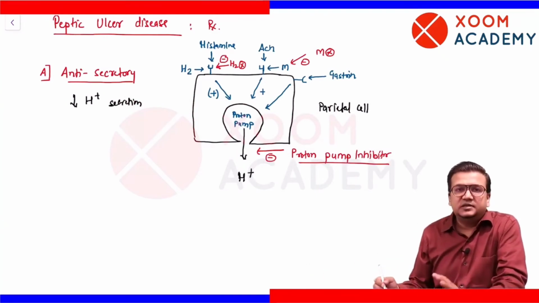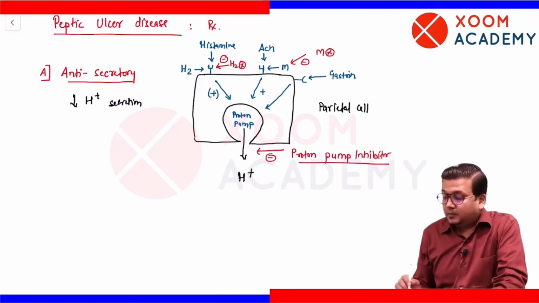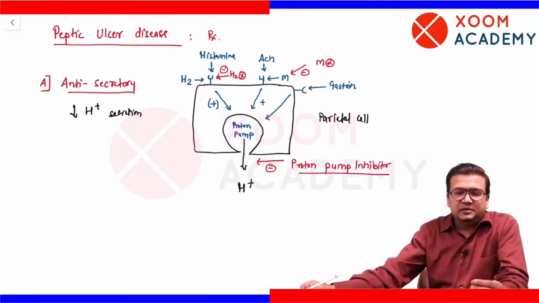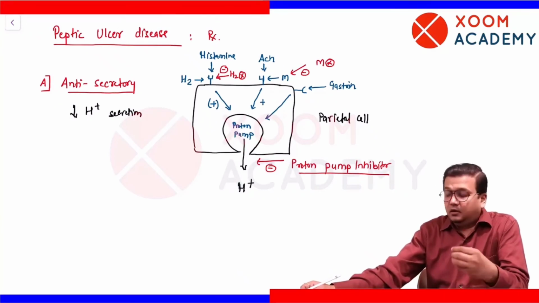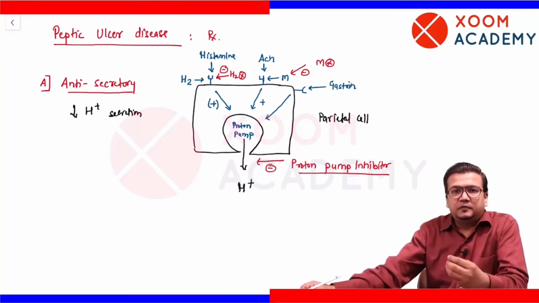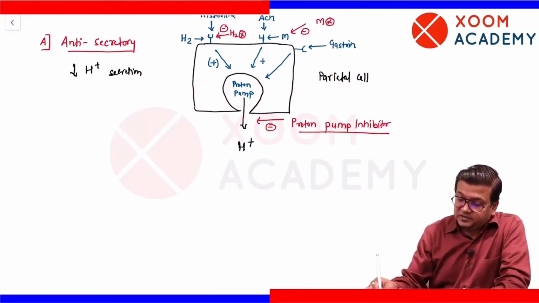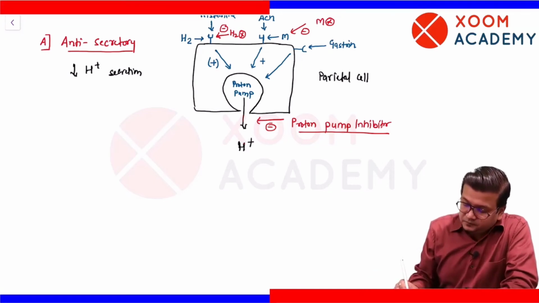So let's discuss these three important drugs one by one. Okay. तो ये parietal cell है. Parietal cell पे histamine के receptor हैं, acetylcholine के, और proton pump है. हम इनको बंद कर सकते हैं. That will decrease gastric acid secretion. Let's take them one by one, starting with the first drug.